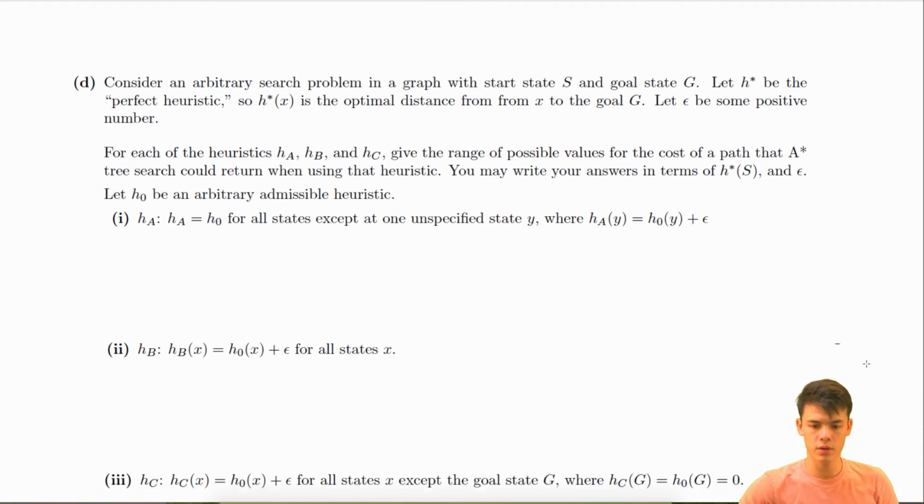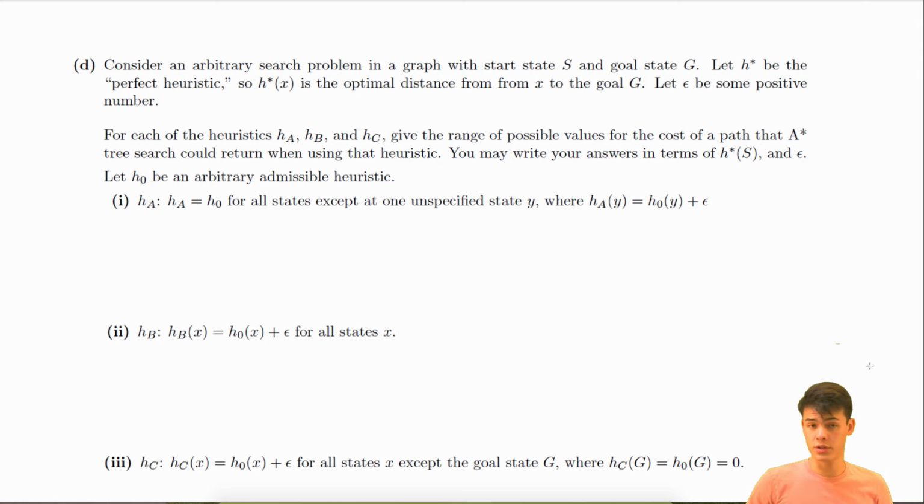So in this setting, we have an arbitrary search problem. Our graph has some start state S and some goal state G. And let H star be the perfect heuristic as described before. It's going to be the actual distance from X to the goal G, the actual optimal distance. And then we're going to have epsilon be some positive number. So for each of these parts, we're going to define some kind of heuristic, and then we're going to try to find the range of possible values for the cost of a path that A star tree search would return using that heuristic.